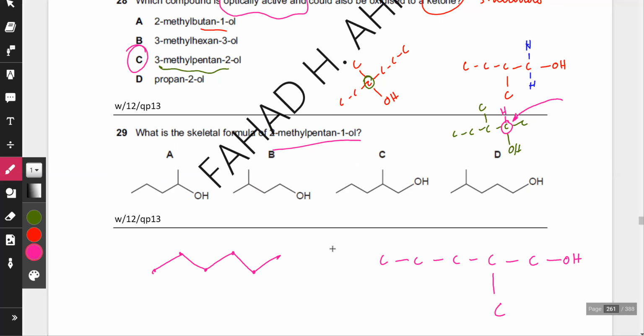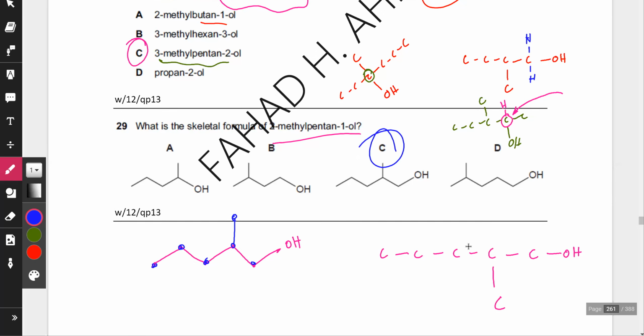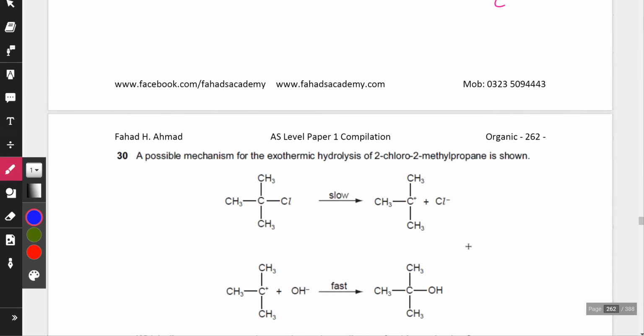Is it 5? You have drawn 6. This would be OH. So that's 1, 2, 3, 4, and 5. And on the second one, there's another carbon atom. So that's another one. So which one is it? I think it's the C. So C is the correct answer.